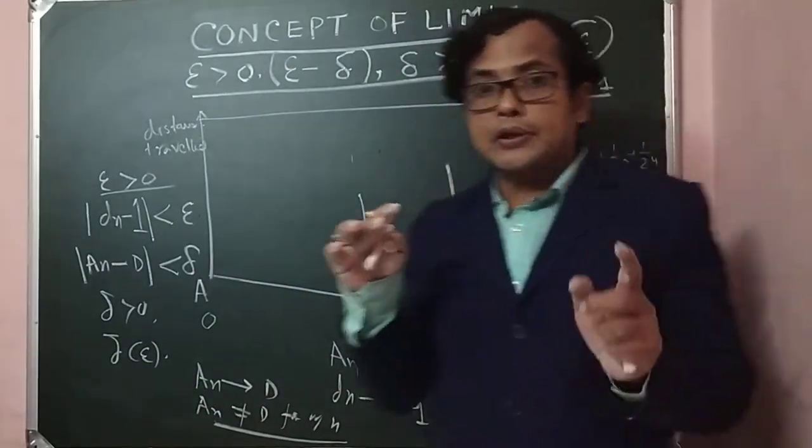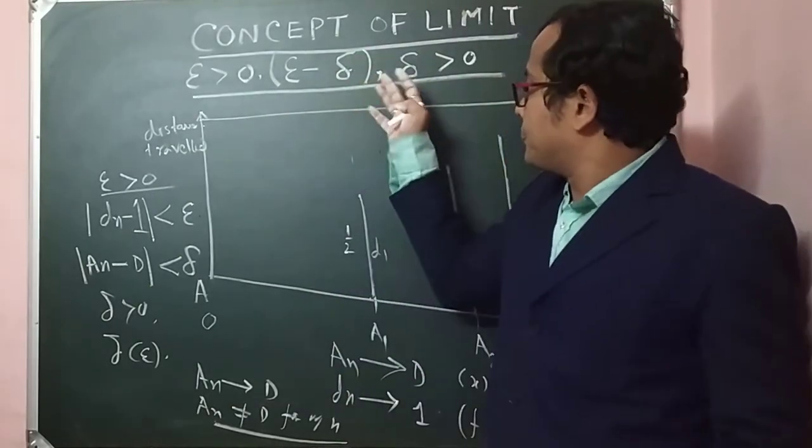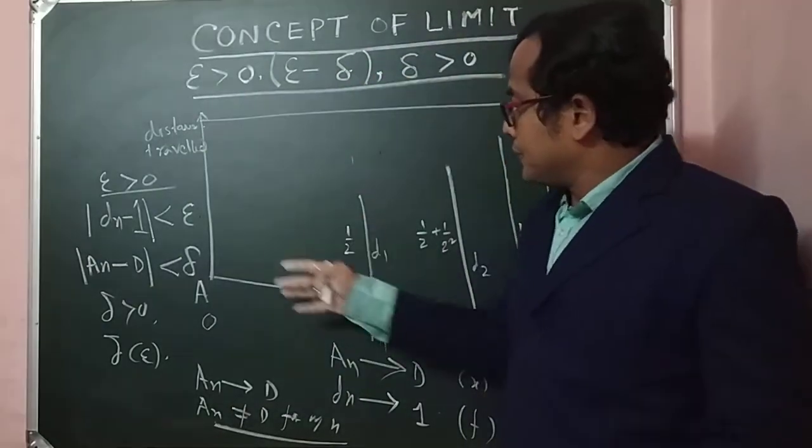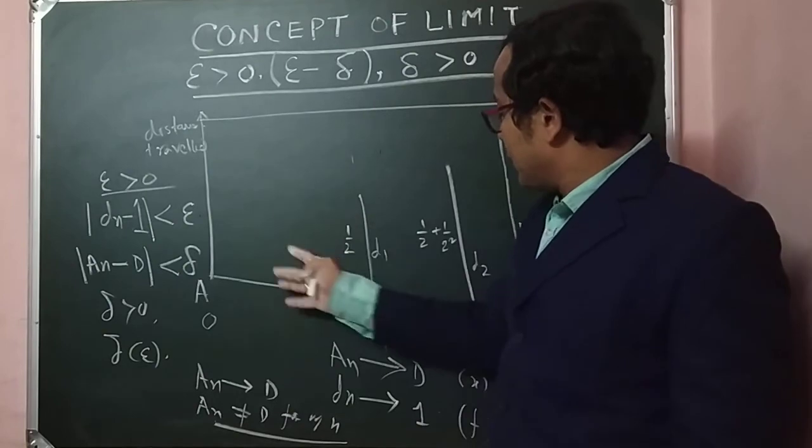I think if you remember this story and this concept, we will be able to understand epsilon delta and what is limit.